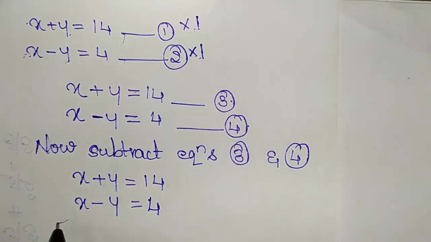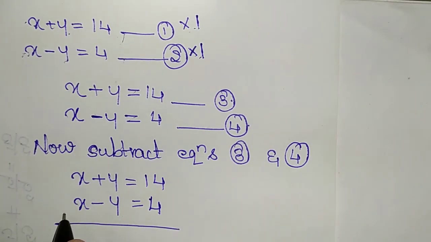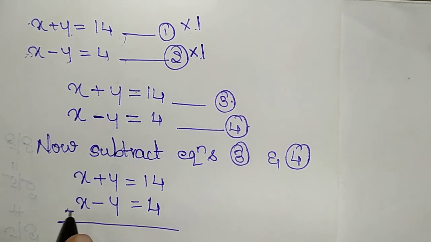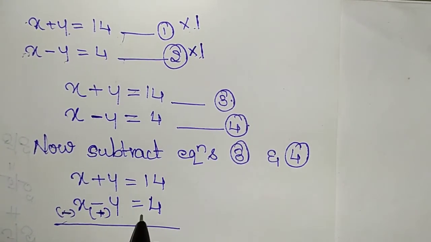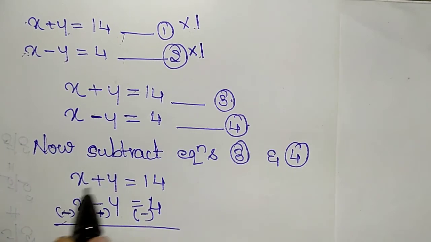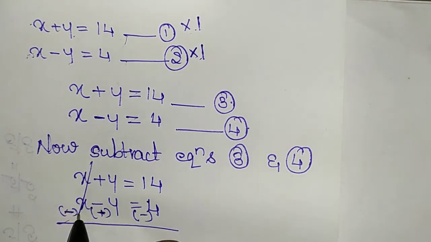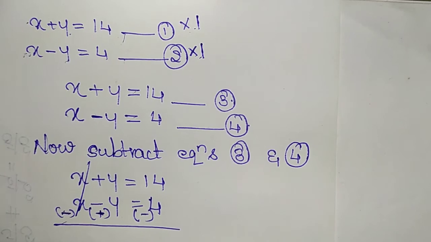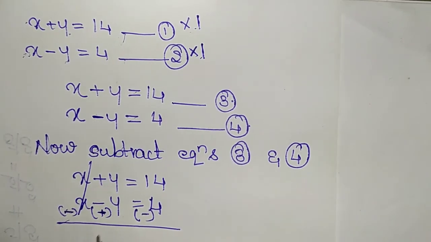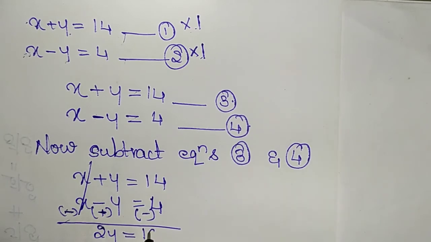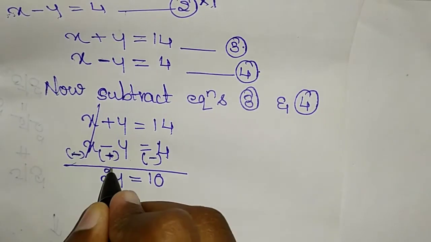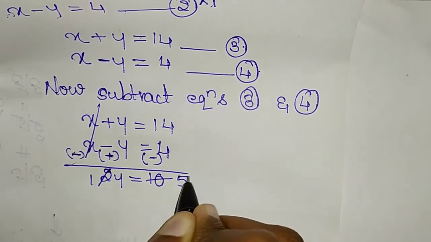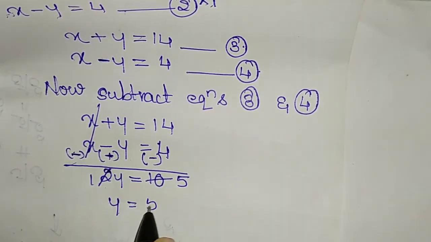So, since we are subtracting, the signs at the bottom will change. Plus will become minus, minus will become plus, and once again plus will become minus. So x minus x cancels out, y plus y, we get 2y, which is equal to 14 minus 4, 10. Since 2y is equal to 10, y is equal to 5 is the answer.